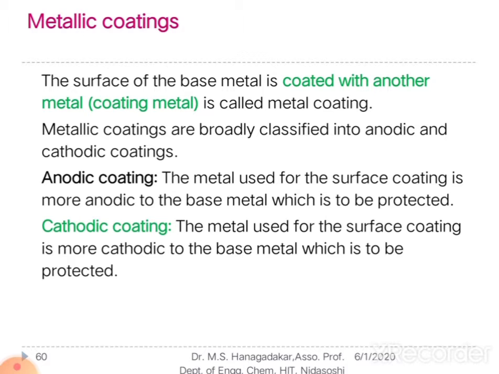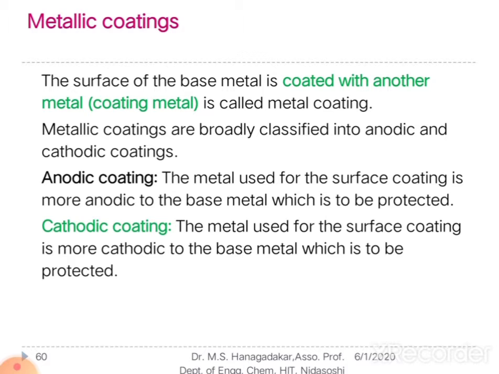Hence, coatings not only prevent corrosion but also make the article decorative. There are some important types of protective coatings, listed like this: metallic coatings, inorganic coatings and organic coatings. But for your syllabus, you have only metallic coatings.